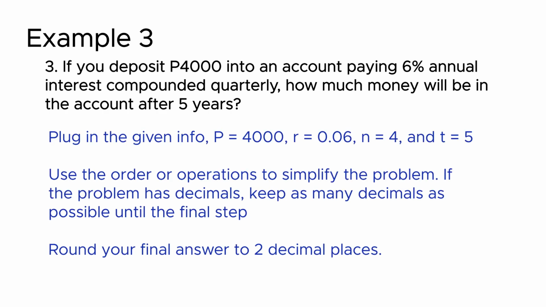Plug in the given information. P is equal to 4,000, R is equal to 0.06, N is equal to 4, and T is equal to 5. Use the order of operations to simplify the problem. If the problem has decimals, keep as many decimals as possible until the final step. Then, round your final answer to 2 decimal places.